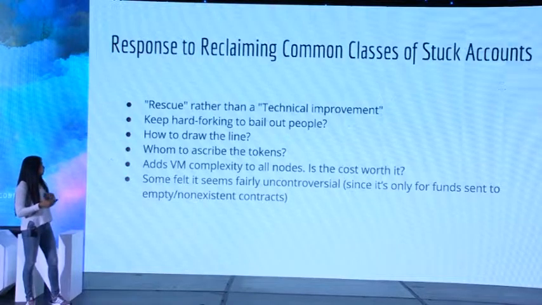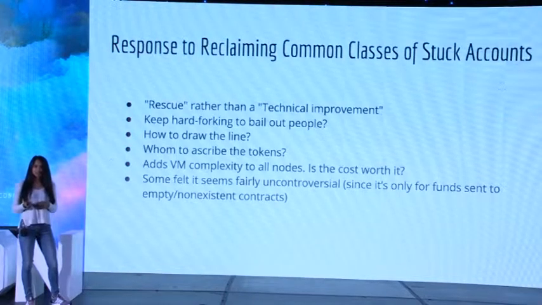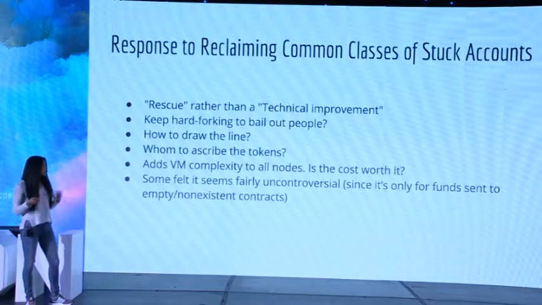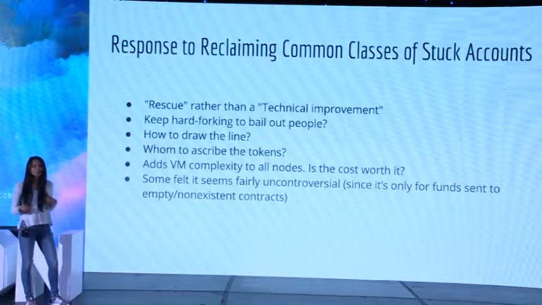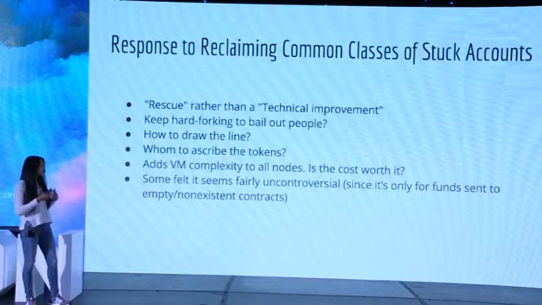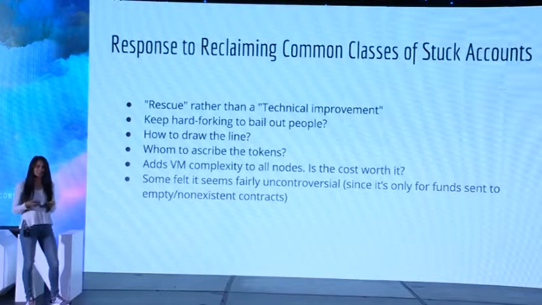Another response was that this adds a lot of VM complexity to all the nodes, because if we make this change, every single node will have to make this change as well. Do we really want to add this complexity? Is the cost worth it? On the other hand, some felt like this is a fairly uncontroversial proposal, because these are obviously stuck accounts, so why not just give the people their funds back if it was bugs in libraries or a replay attack that caused it.